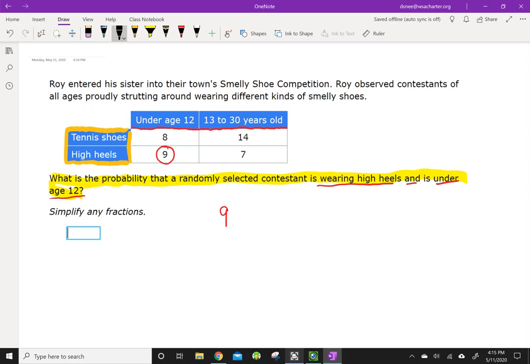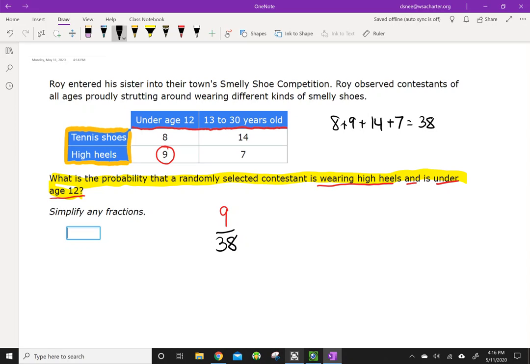Now, how many total people am I talking about? Well, that's 8 plus 9 is 17. 8 plus 9 plus 14 plus 7, because that's the total number. Okay, so I have 14 and 7 is 21, plus 9 is 30, plus 8 is 38. Okay, so I have 9 over 38. And remember, it says that you need to reduce that to lowest terms.